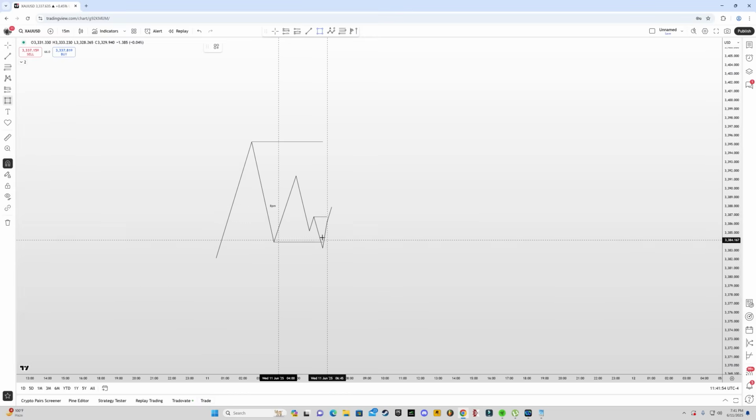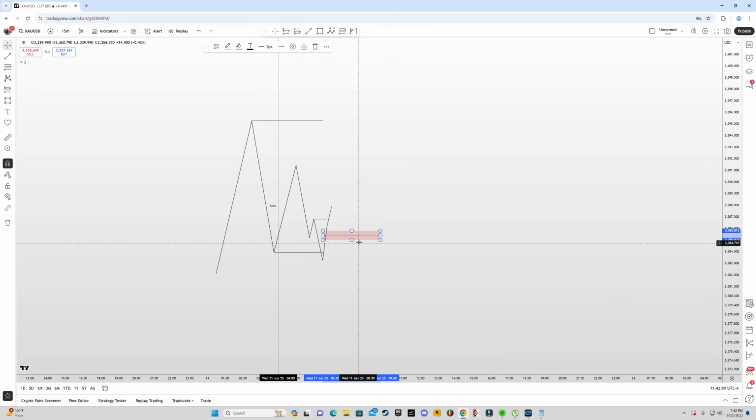Now, with that being said, you want to take your entry from any PD array that is here. It could be the closest, or it could be the extreme. It really comes down to you and your preference. But I usually take my entries from the fair value gap in the discount. So that would be your entry.